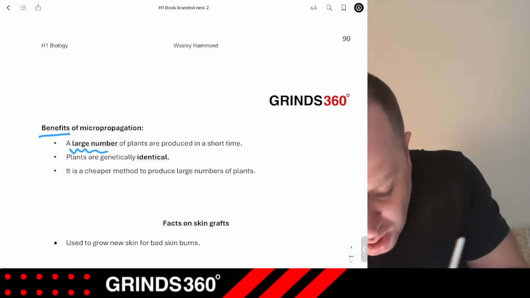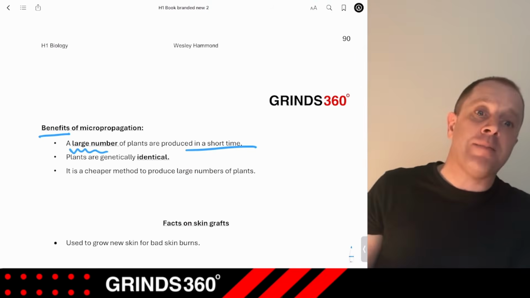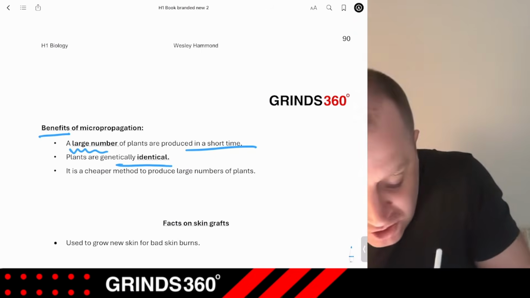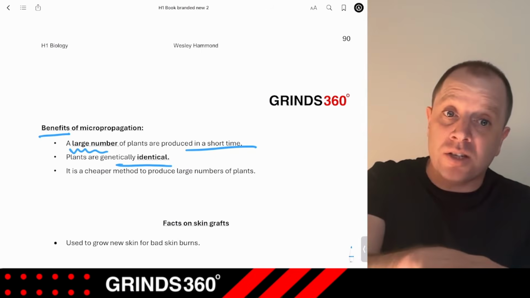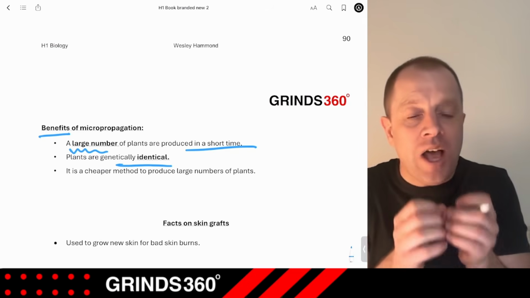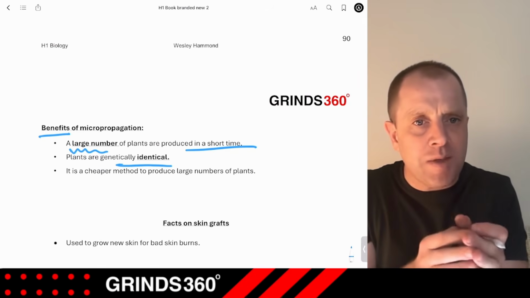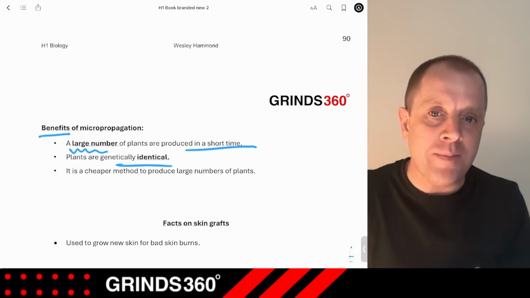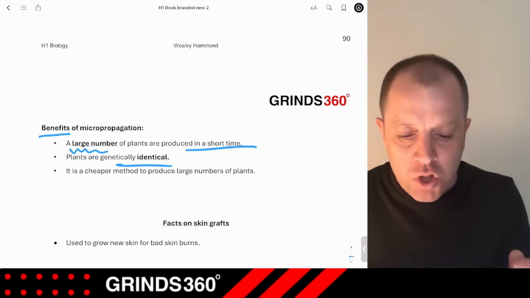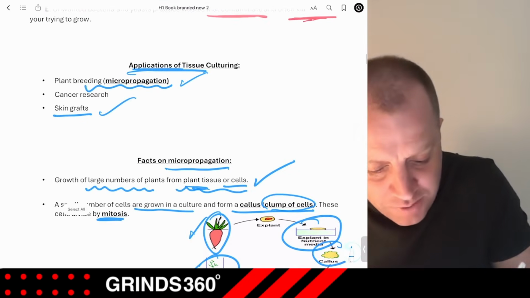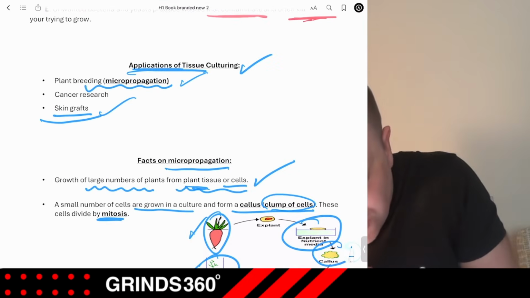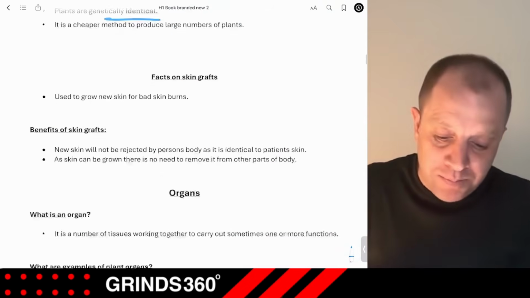Well, you can produce a large number of plants in a very short period of time. Okay? And they're all genetically identical, which can be positive because then they'll all have the same characteristics, the same taste maybe, the same look, whatever it might be. So that's the first one. The other application of tissue culturing is skin grafts. I think people probably prefer this one.